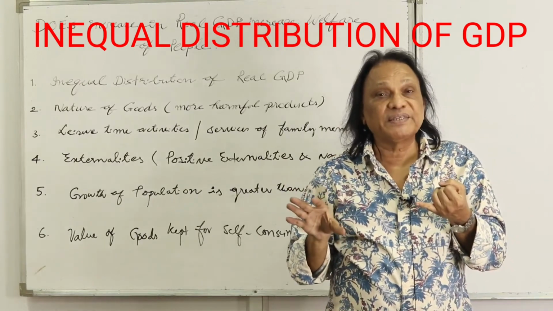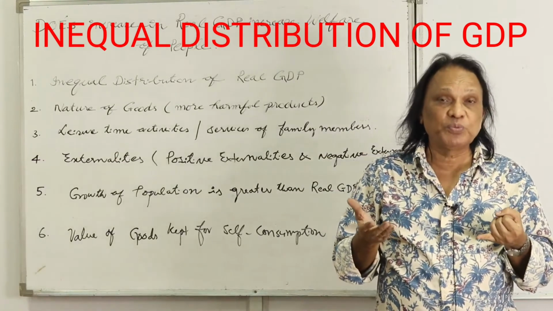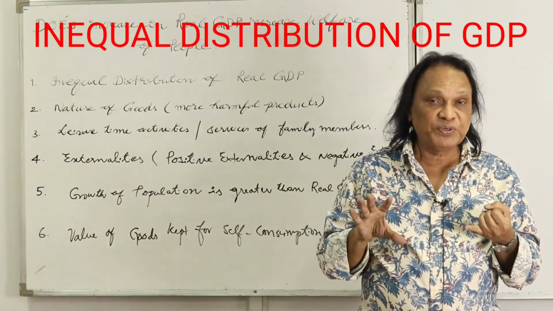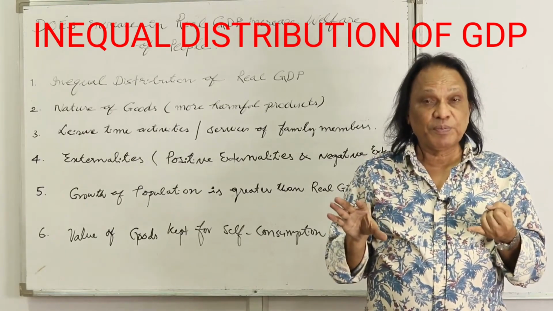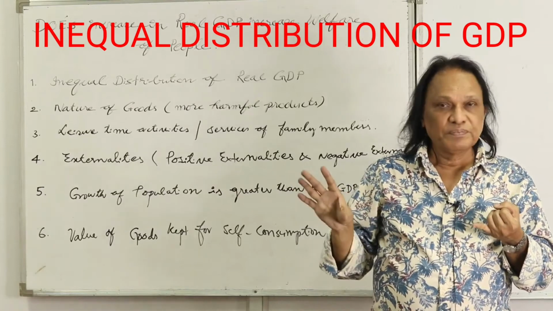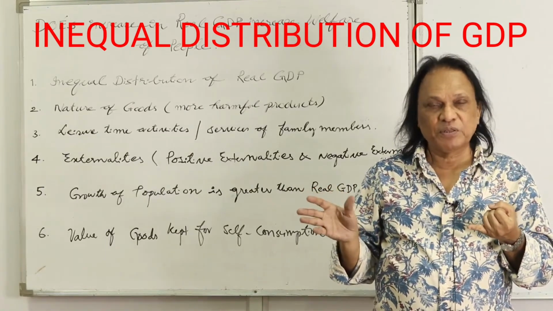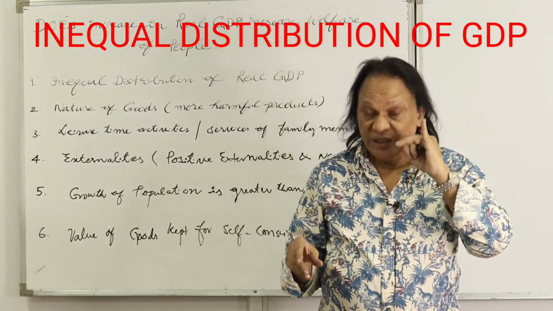So the first point is, if real GDP is not equitably distributed, if it is not properly distributed in the economy among all the people, it will not increase the welfare of the people. The rich become richer and the poor become poorer. So welfare won't go up. Happiness of the people won't go up. That's the first point, unequal distribution of real GDP.